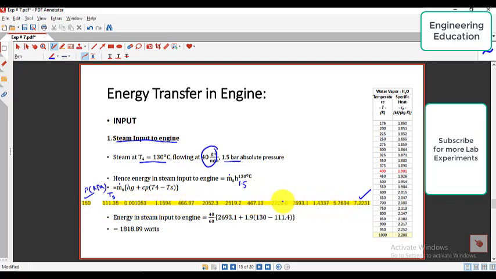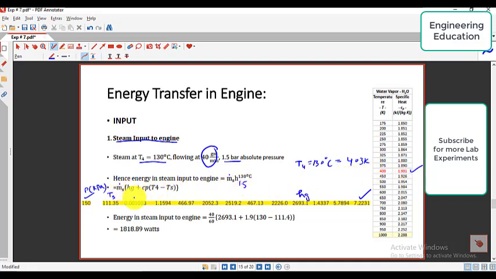Here we need values which are mentioned in this expression. So Hg is 2693.1, Cp for this is 1.9 kilojoule per kilogram per Kelvin roughly, because T4 is 130 degrees centigrade, so converting it into Kelvin we get 403 Kelvin. So 403 Kelvin is almost near to 400 Kelvin, so we have the Cp value 1.901 or just 1.9.